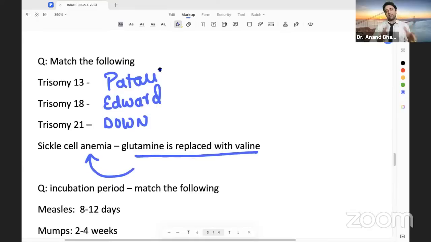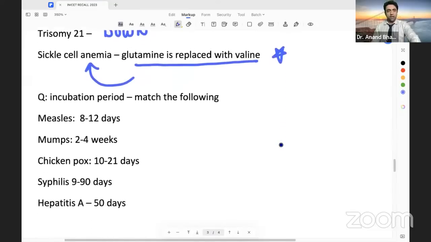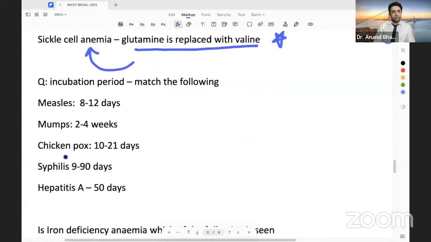My juniors told me it came like this, so that's why we are discussing like this. So glutamate is definitely replaced by valine in a case of sickle cell anemia. One question was there on incubation period. Dr. Karan Vikram Singh, one of my very good juniors from Delhi, told me chickenpox, syphilis, and hepatitis A incubation periods came, and they were like match the following. So multiple topics in one, like that.